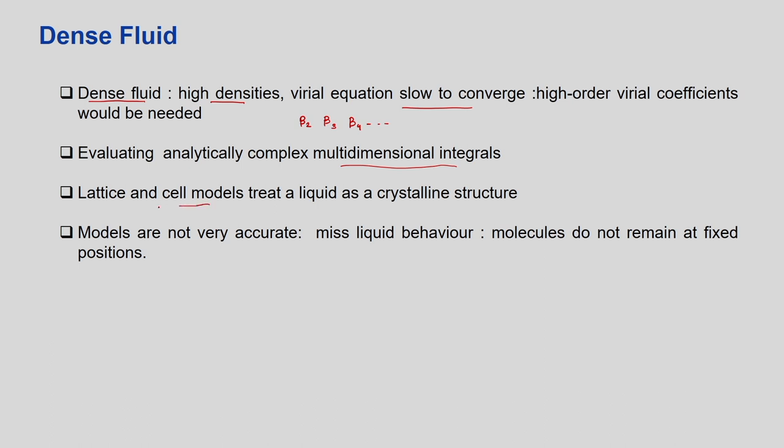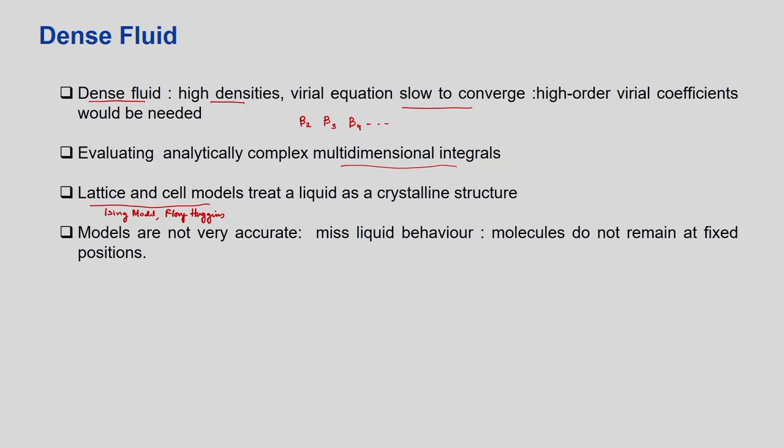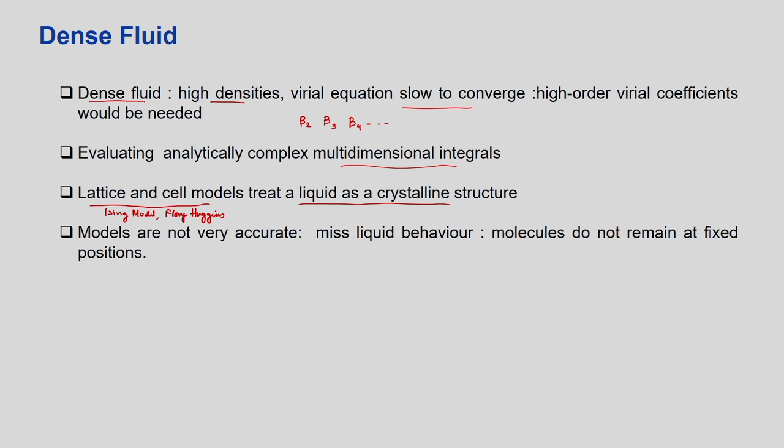What is that alternative? That is the lattice or cell models. The lattice models we discussed in the previous module, that is your Ising model, and then we also discussed the Flory-Huggins model, where we talk about the neighbors of particular sites, and from the neighbors we derive the partition function. Obviously when we talk about a lattice or cell, it means they are crystalline. So we are assuming the liquid to be in a crystalline structure, which is not true. Liquids are never in a crystalline structure, they have random motions. So this part of the assumption is incorrect, and obviously these models are not very correct.